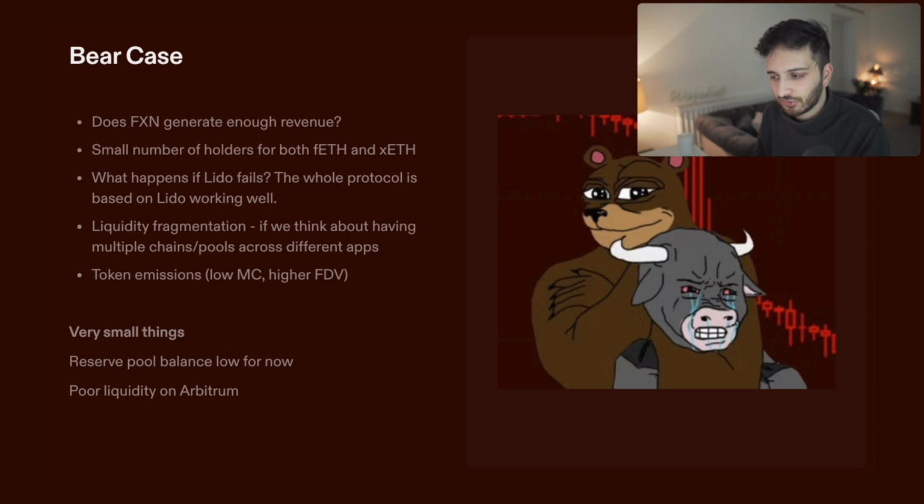Now, token emissions are also another thing. We have a low market cap and a high FDV. Are people going to dump? Like I said, I don't know too much about what people are going to do, but it is something you should pay attention to. As I mentioned, we've had fairly poor liquidity on Arbitrum, but the reserve pool balance is also still fairly low for now. I hopefully we will see that grow with time, but I would like to see that grow so we've got a little bit more in the reserve just for emergencies.